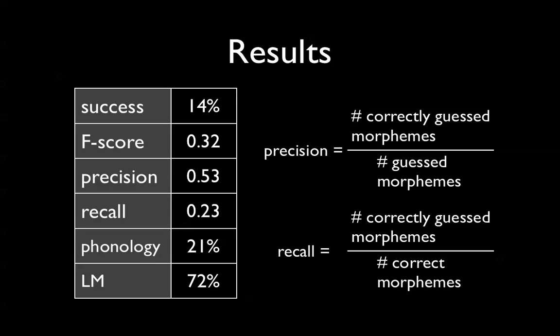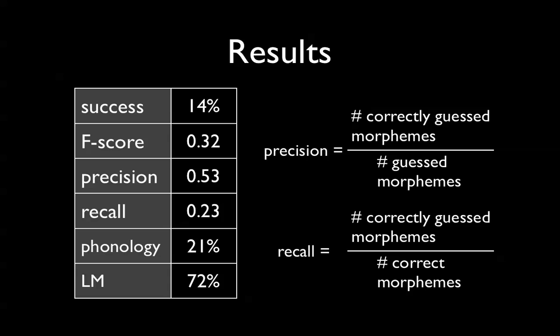Here are the results. The parser got exactly the right answer 14% of the time. It has an F-score of 0.32, with a perfect score being 1. An F-score is a standard metric for parser evaluation. It is more fine-grained than simple parse accuracy. An F-score is a function of precision and recall.